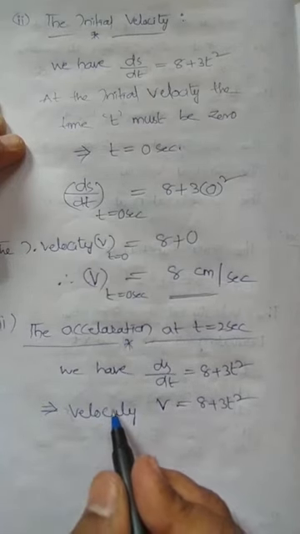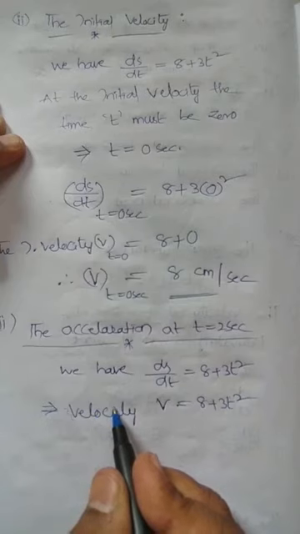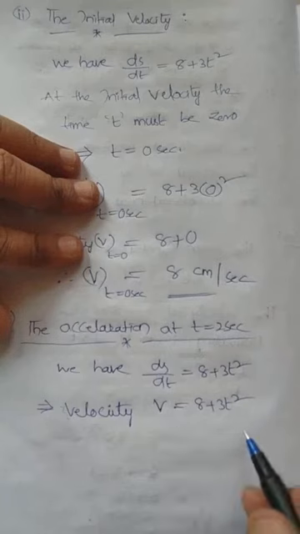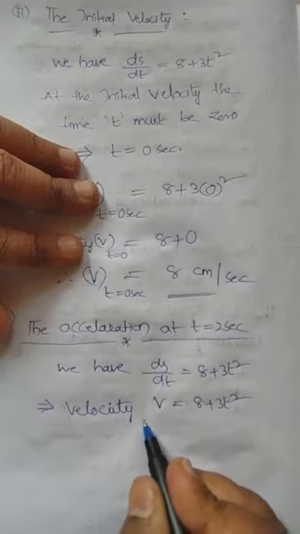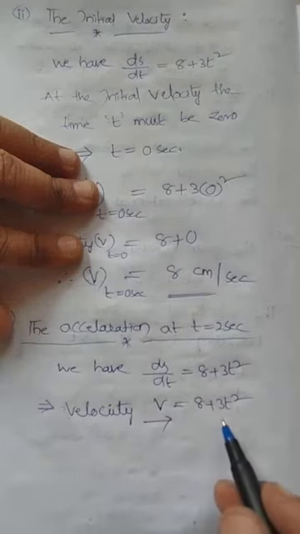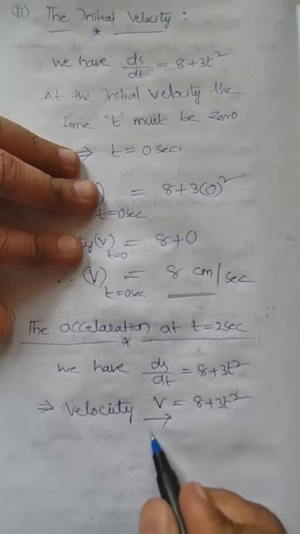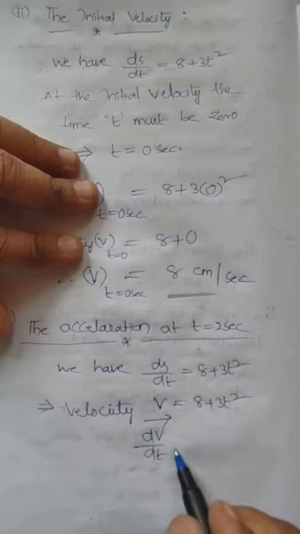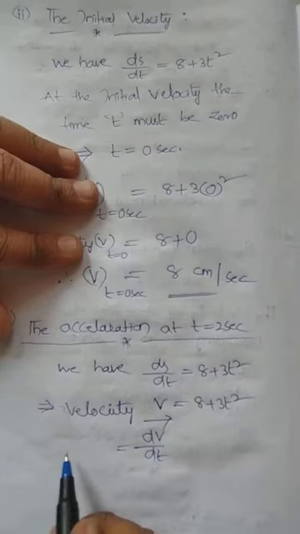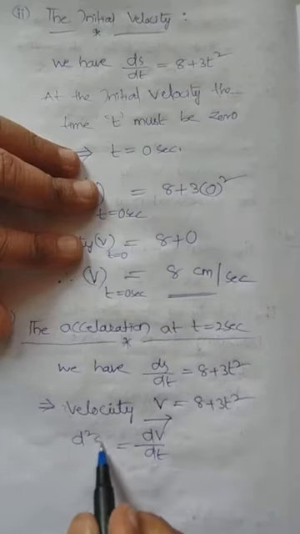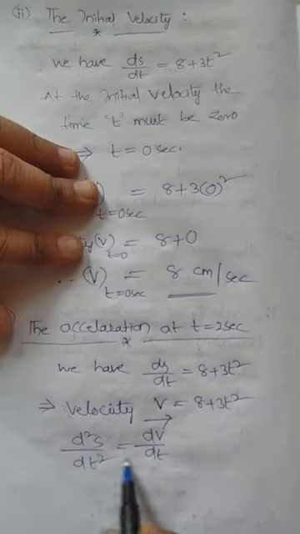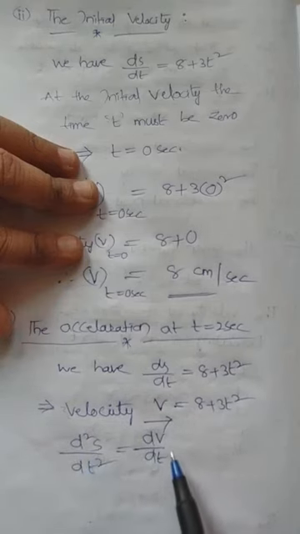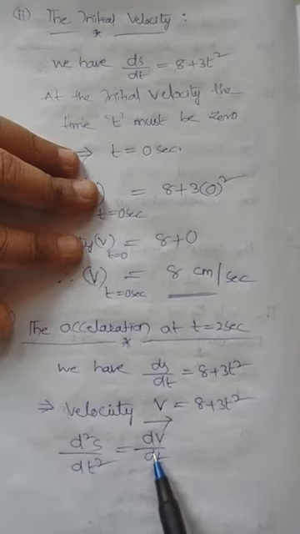So velocity v = 8 + 3t². Now I am differentiating this function with respect to t on both sides. So I would get dv/dt, which is none other than d²s/dt². The second derivative of the displacement is the first derivative of the velocity; both are the same.